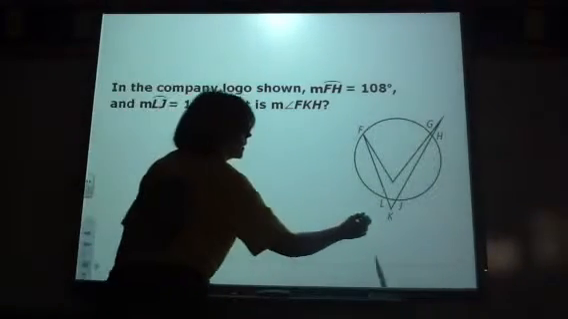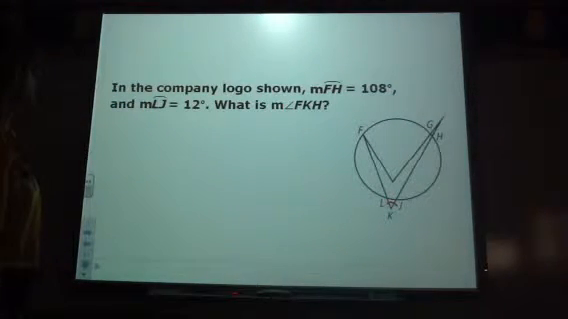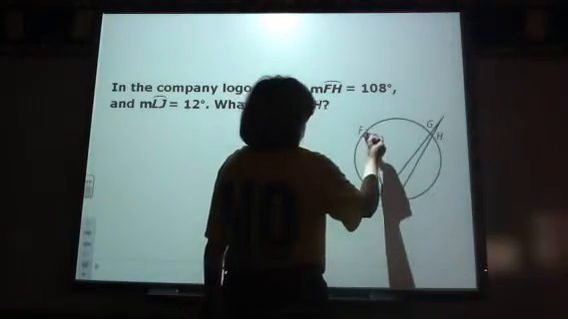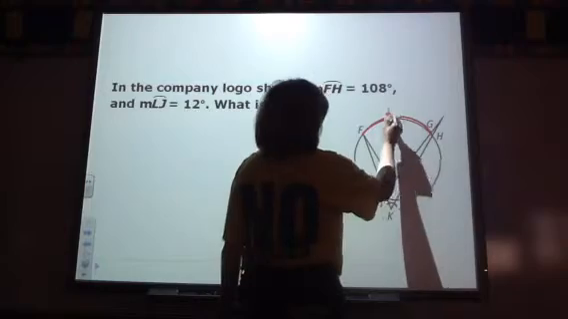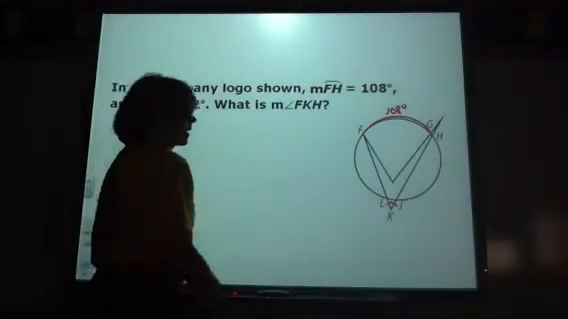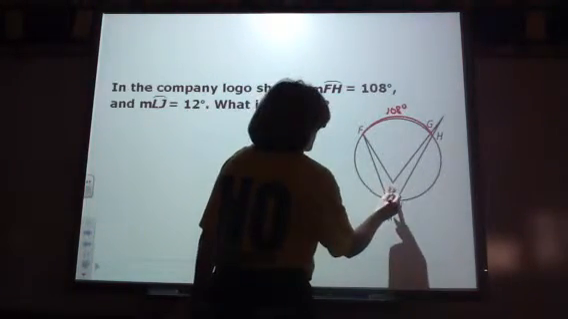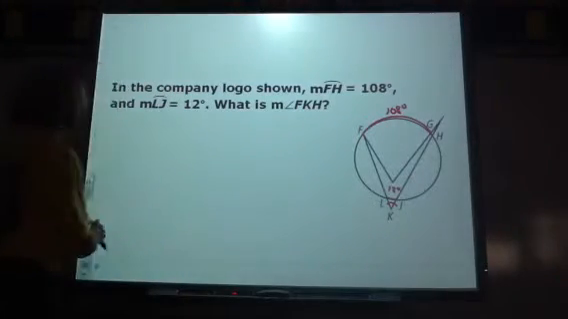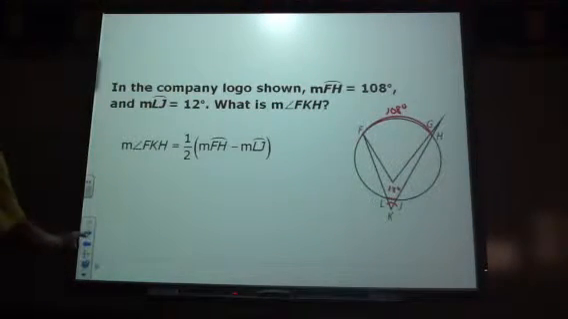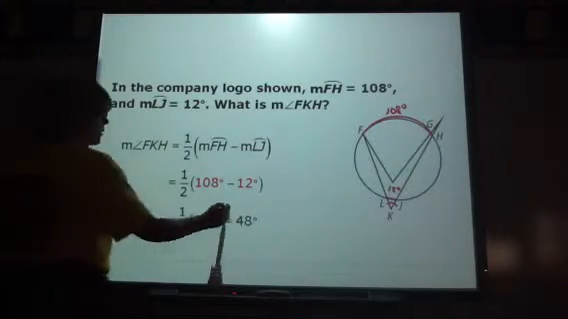So we're trying to find this exterior measurement right here. What's given is arc FH, which is 108 degrees, and arc LJ, which is this right here, is 12 degrees. So we can use the theorem we just talked about. Substitute in what you know. Simplify. And you're going to get 48 degrees.